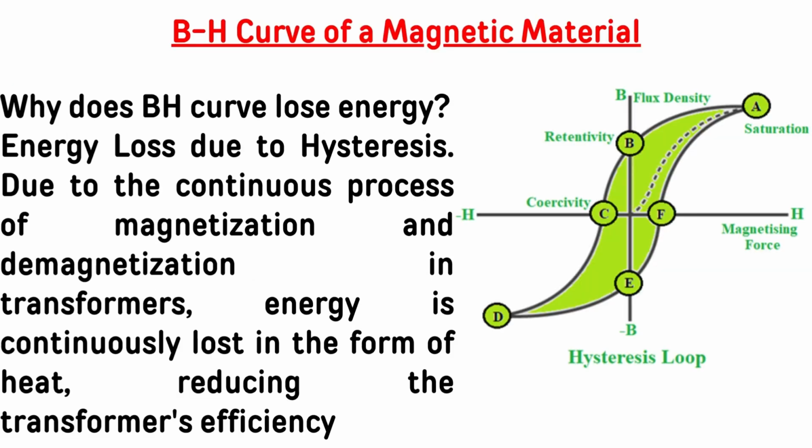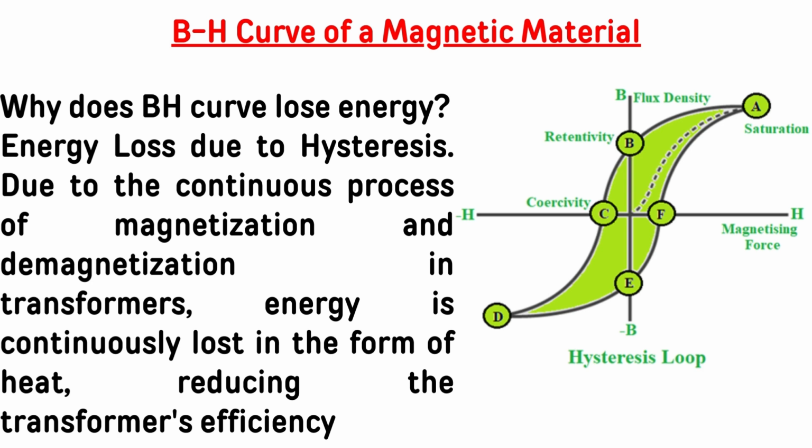BH curve of a magnetic material. Why does BH curve lose energy? Energy loss due to hysteresis. Due to the continuous process of magnetization and demagnetization in the transformers, energy is continuously lost in the form of heat, reducing the transformer's efficiency. Figure shows the BH curve. H is magnetizing force, B is the flux density.